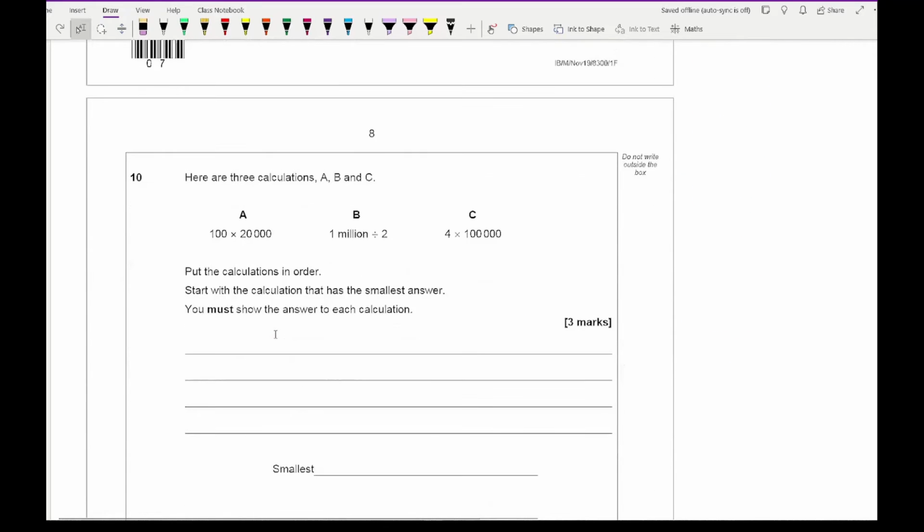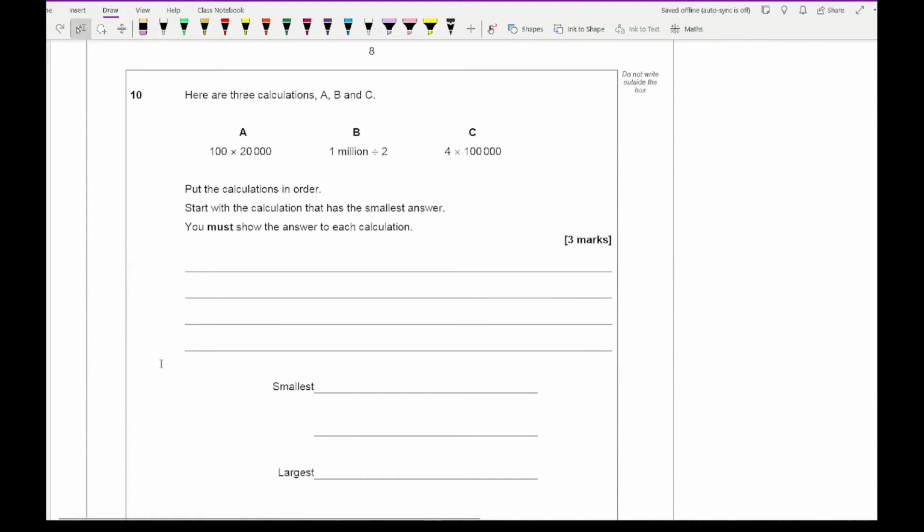So moving on to question 10, it says that here are 3 calculations, A, B and C. Put the calculations in order. Start with the calculation with the smallest answer. You must show your answer in each calculation. So what we need to do is we need to work these numbers out.